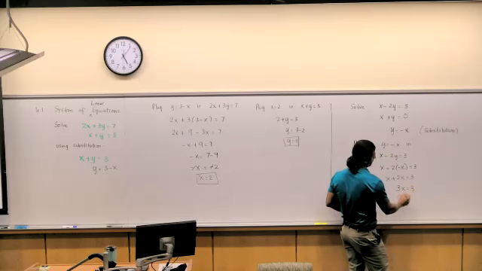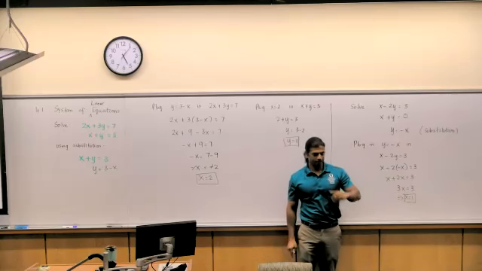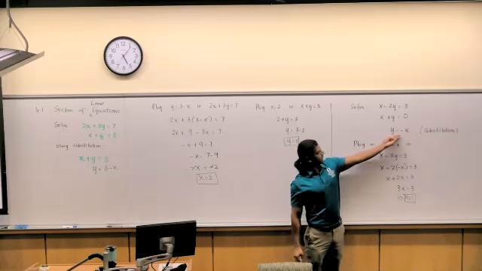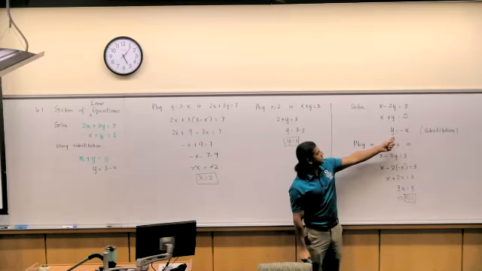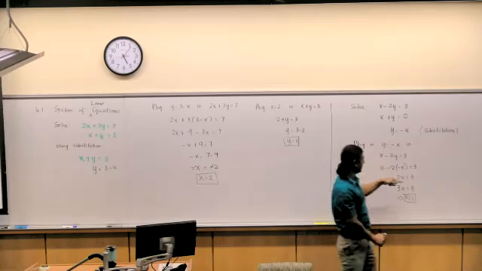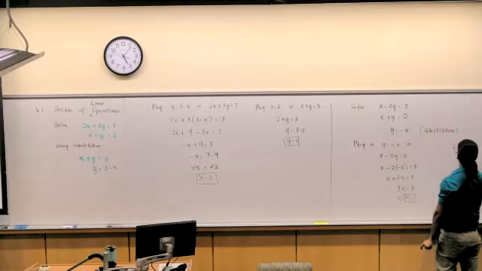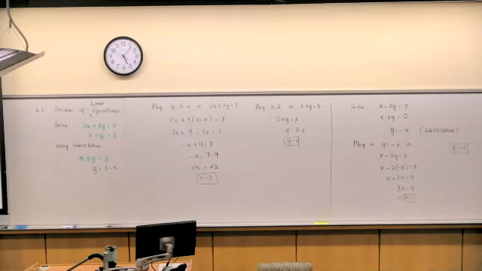Divide by 3 on both sides. x is 1. Yes? Now take x and plug it in there. This substitution comes from that equation, so it doesn't matter where you plug it in. So y would be negative 1. Good. Are we clear?